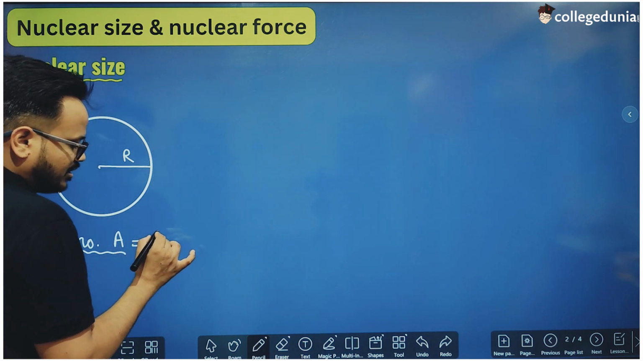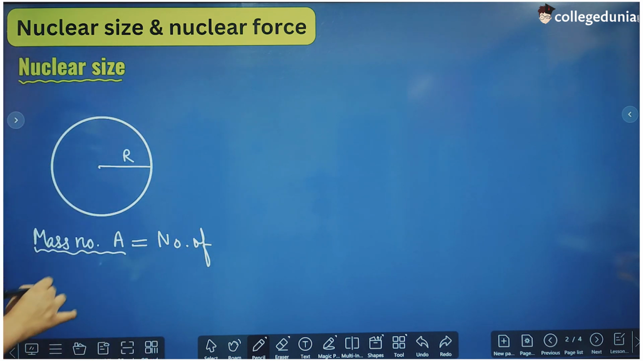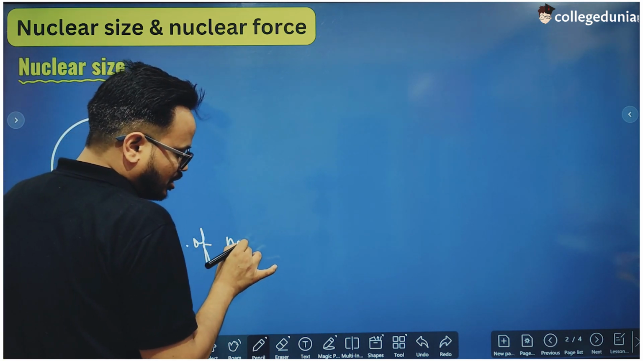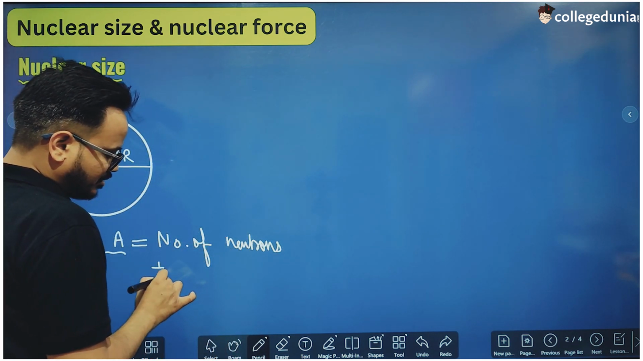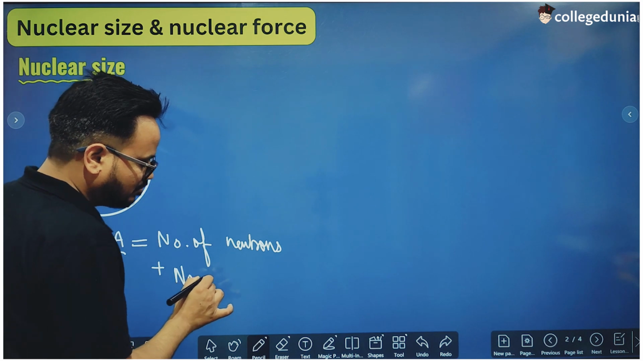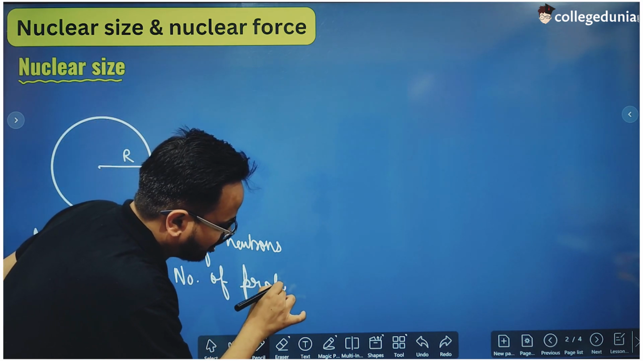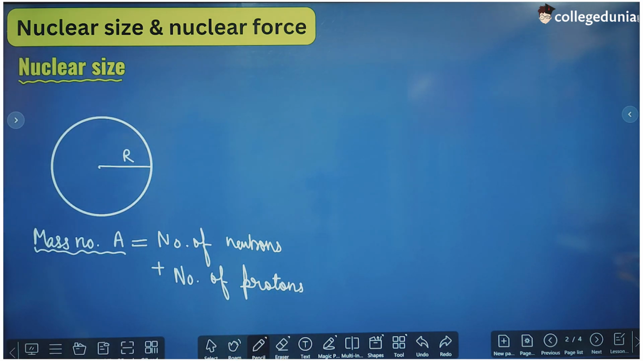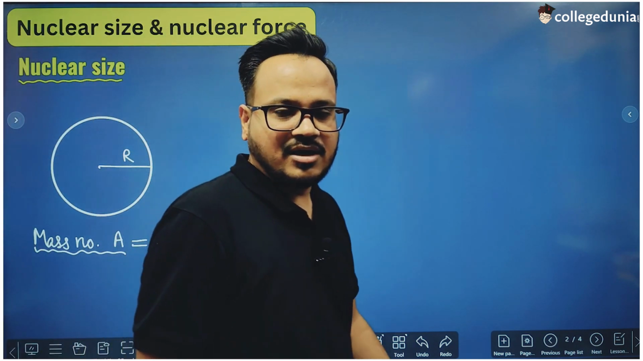We all know that nucleus consists of protons and neutrons. So mass number is what? Mass number is simply number of neutrons plus number of protons. That is mass number, right? So let us say the mass number of this nucleus is A.